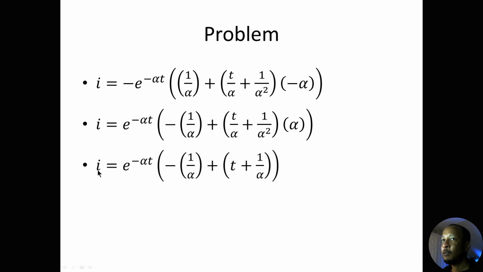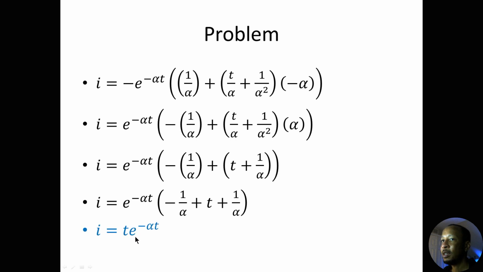And so now we have I equals e^(−αt) multiplied by the quantity negative 1/α plus (t + 1/α). Within the parentheses we can see that negative 1/α plus 1/α equals 0. And so we're left with I equals t e^(−αt). That is our expression for current.